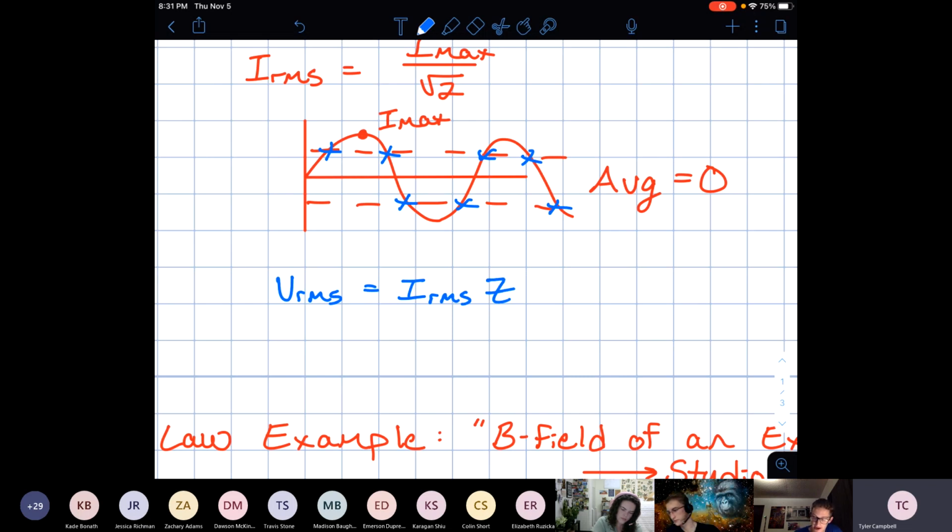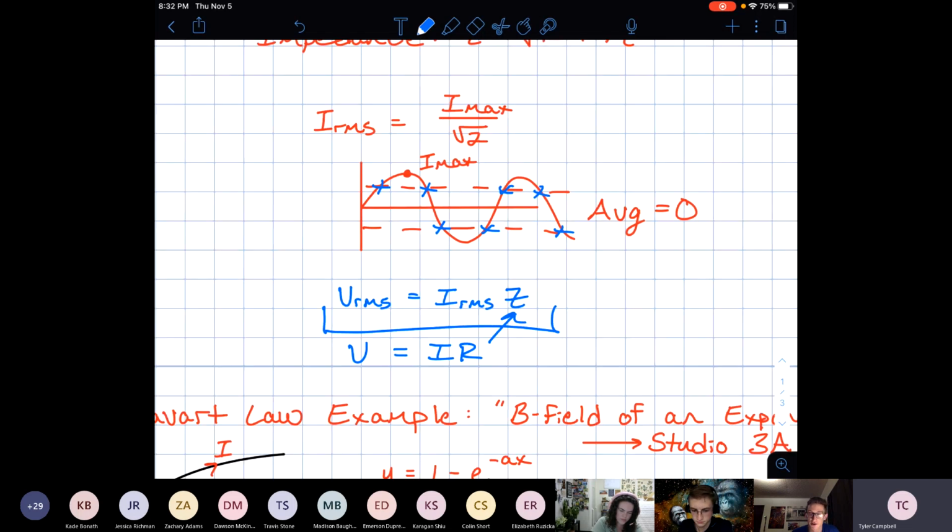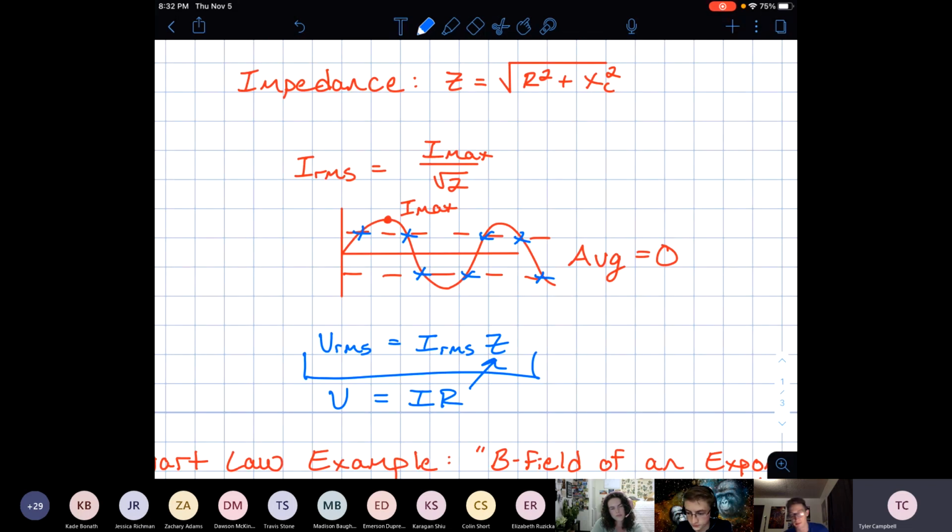So anytime we have an AC circuit with capacitors and resistors, we have a new version of Ohm's law, which is theoretically still V equals IR, a current times a resistance, but now this R changed to an impedance, our total resistance, making sure we take everything into account. That's fantastic. That's all I have for RC and AC circuits, though.